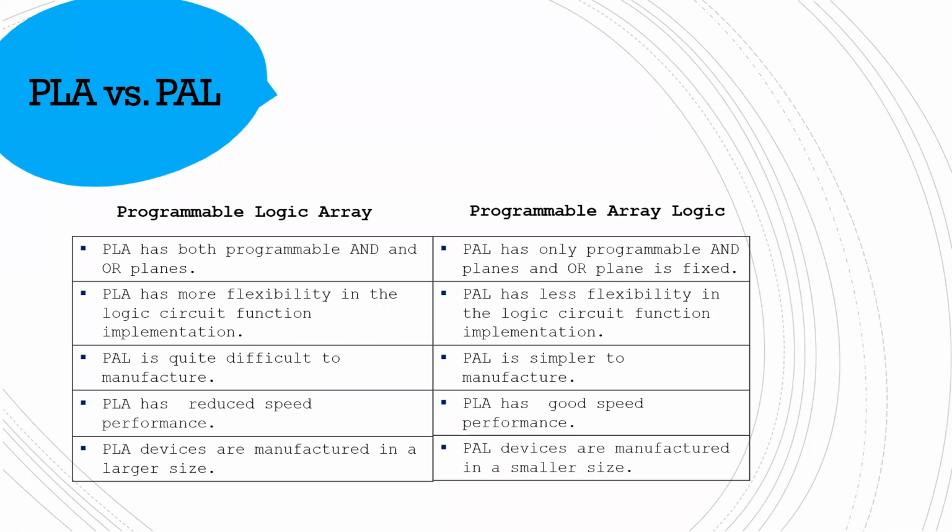PLA has reduced speed performance. That means less speed, that means it is slow. PLA is slow. Why? Because it has more fuses, and more fuses mean more resistivity. Fuses are actually smaller and thinner, so they are more resistive. Since PLA has more fuses, it has reduced speed performance. That means the speed is slow. PAL has good speed performance. That means it is fast.